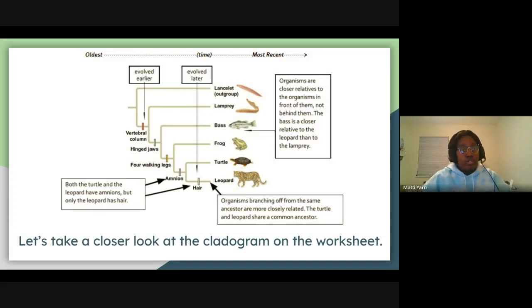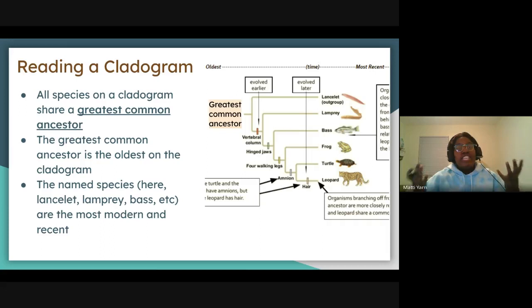So on your worksheet, you have this particular cladogram. So we're going to take a closer look at this cladogram. I'm going to have the pictures on the screen so you don't have to keep looking back and forth. All right. So taking a closer look here. In order to read a cladogram, we must be able to recognize that there is, first of all, a timeline. And second of all, there is a greatest common ancestor. When I say greatest common ancestor, it might kind of sound like math, greatest common denominator, right? That means that's the ancestor that all of the animals or species, organisms on the cladogram, they all share.